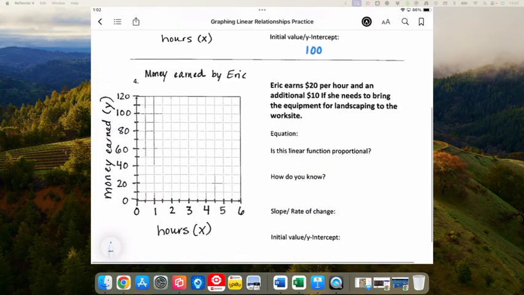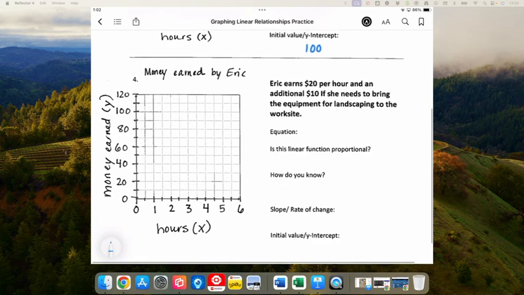On to Eric. Eric earns $20 per hour and an additional $10 if she needs to bring equipment for landscaping to the worksite. So we're going to assume that they're going to need to bring their equipment, which is going to cost an initial fee of $10. And so we've got y equals 20x plus 10 as our equation. Is this function proportional? Nope. Because of the plus 10 at the end.